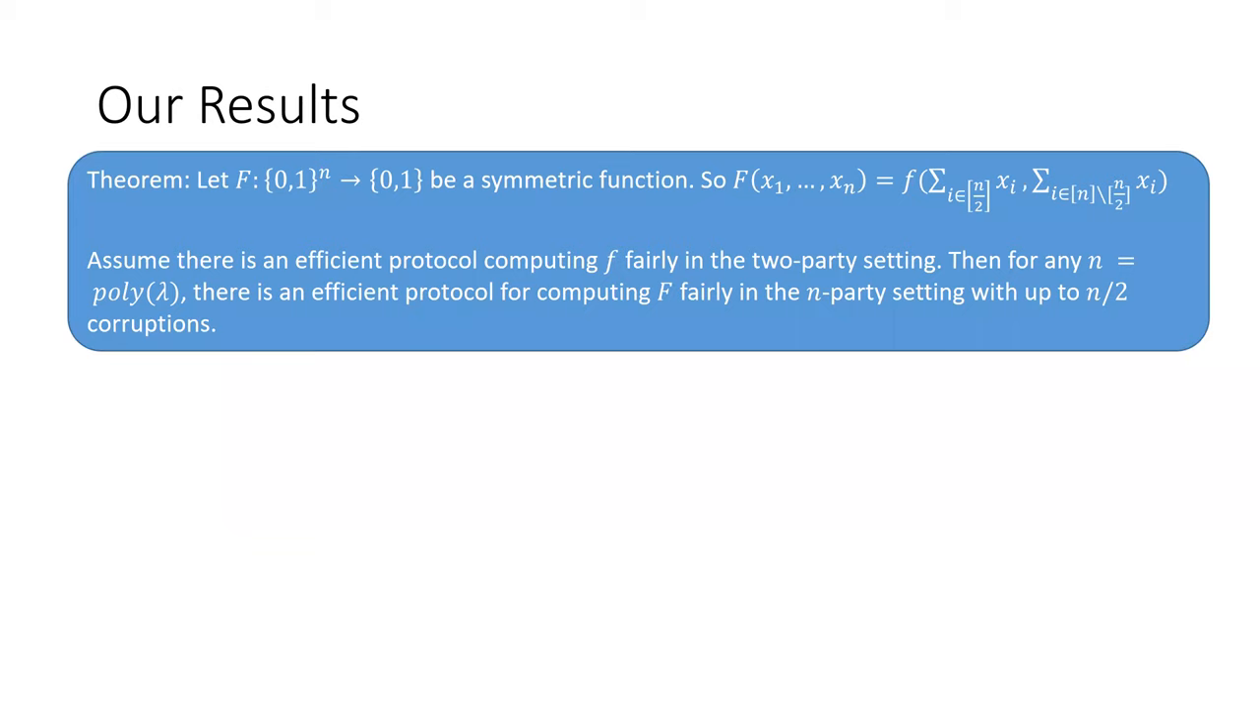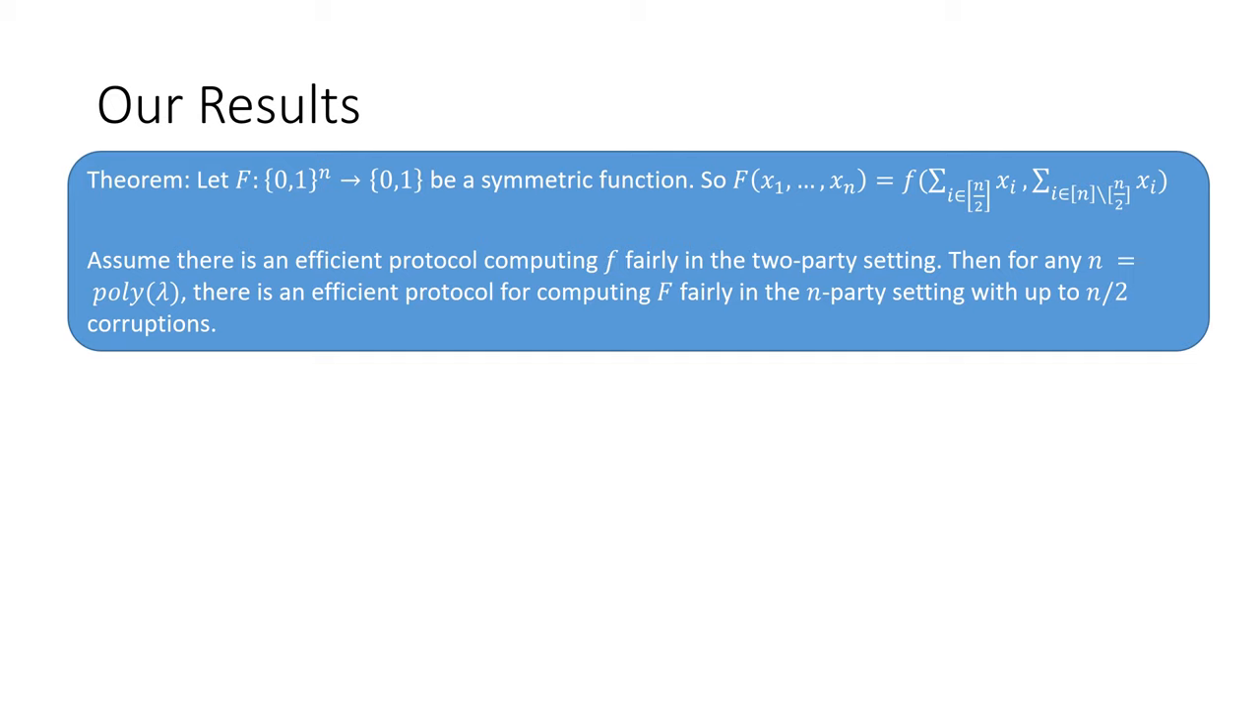I'll be talking about two main results. Our first result is for functions F that are symmetric functions. That means that the output of F depends only on the number of ones in the input. Additionally, this means that we can express big F on n inputs as a two-input functionality, little f, where the first input of little f is the sum of the first half of the inputs of big F, and the second input of little f is the sum of the second half of the inputs of big F.